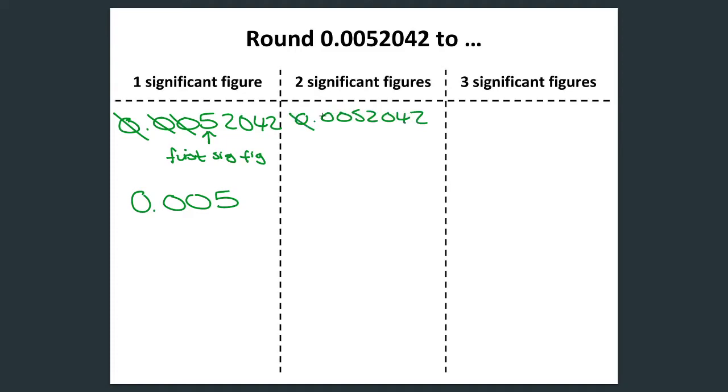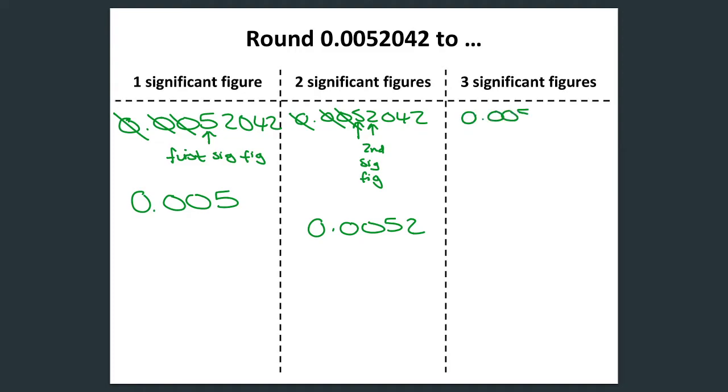Again, get rid of the zeros. First significant figure, second significant figure. So how is the 0 going to affect it? It's going to make it round down, so 0.052.